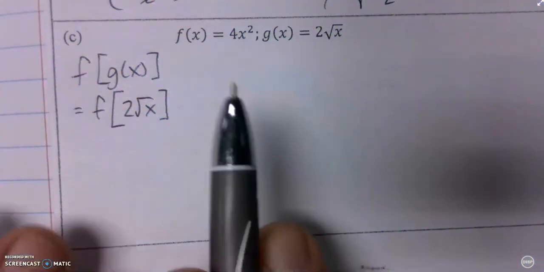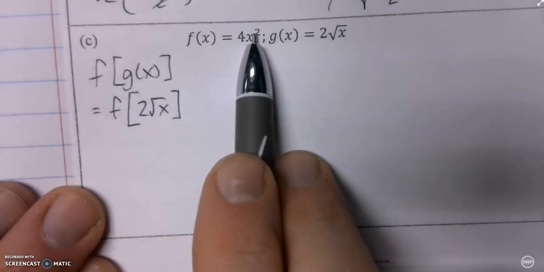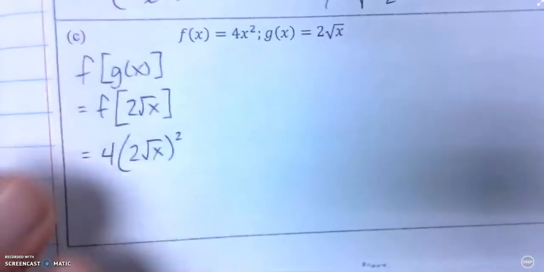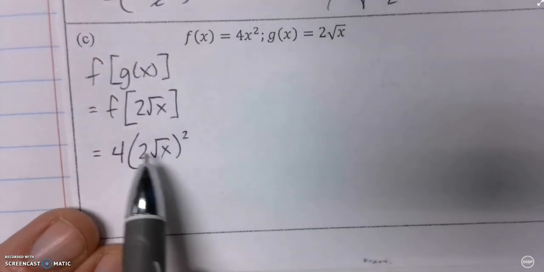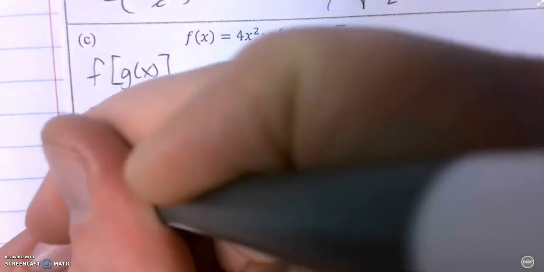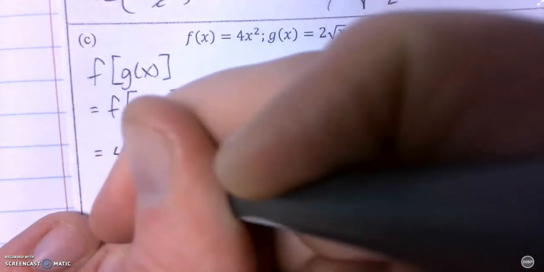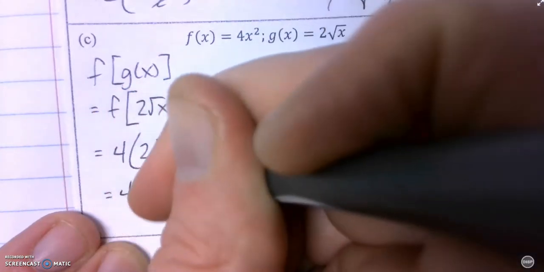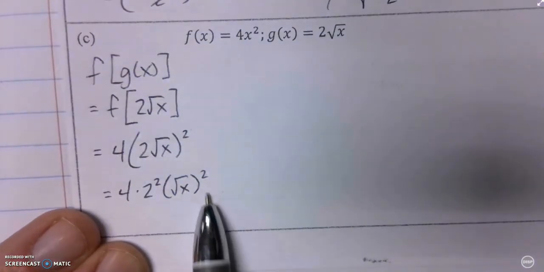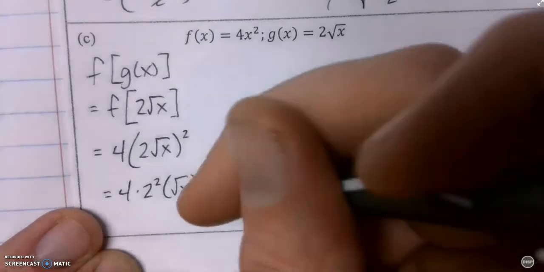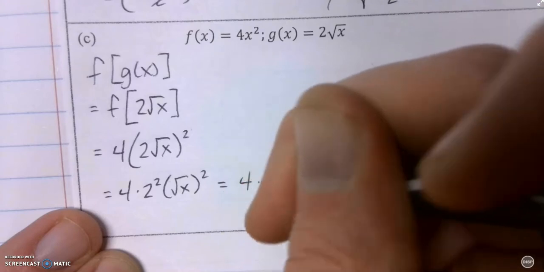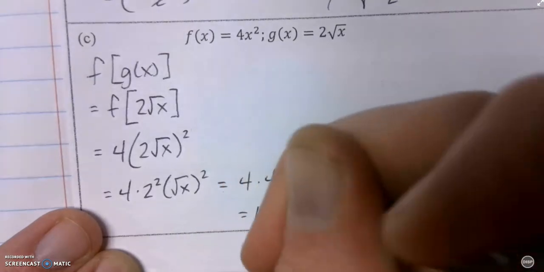Now, f says take the input, square it, and then multiply by 4. So I've got 4 times 2 square root of x, squared. Does that equal x? Remember that the way to square a product of two things is to square them both. So this is 4 times 2 squared times the square root of x squared. Now, square root of x squared is x, but 2 squared is 4. So all this is 4 times 4 times x, or 16x.